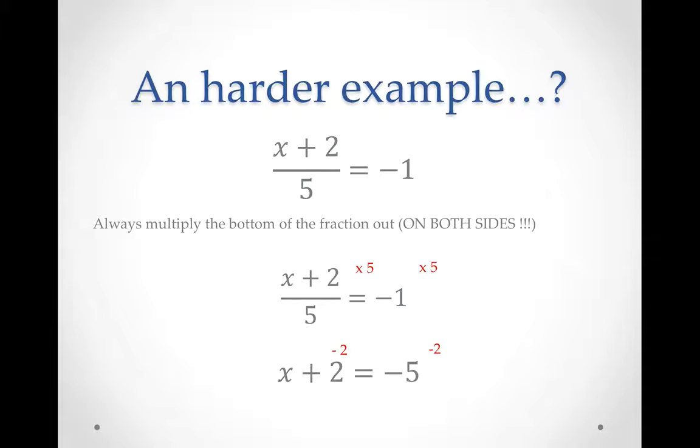If we go further, we need to get rid of the 2, so minus 2 from both sides. We would eventually get down to simply x equals minus 7.